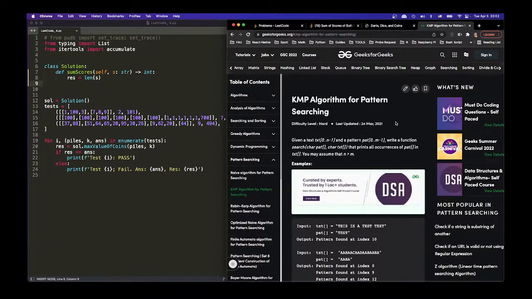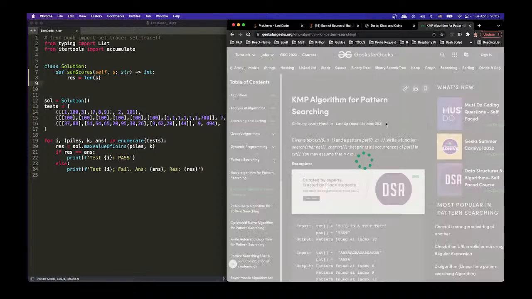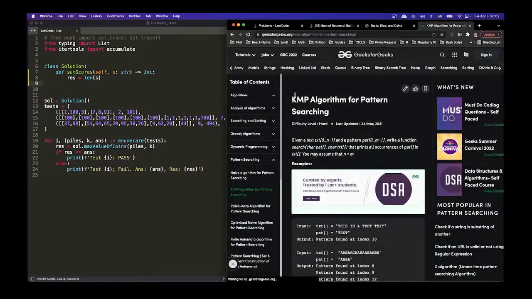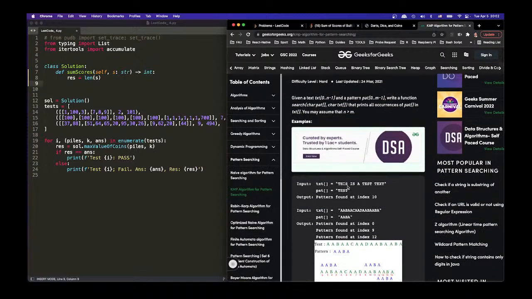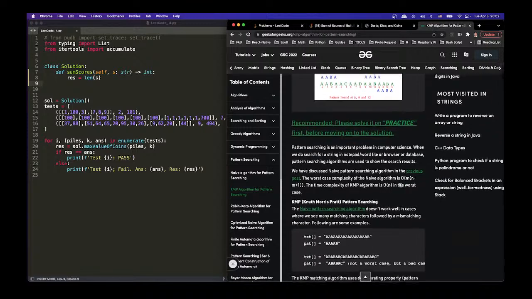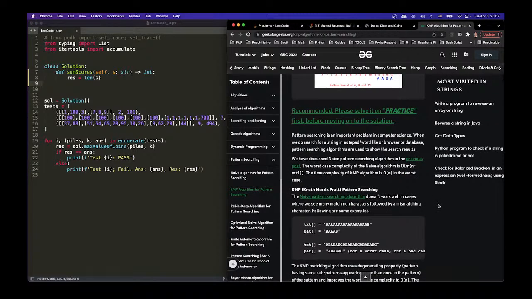Let's see if you understand. Pattern, yeah, we have a pattern. Given a text and a pattern, write a function to search the pattern in the text, and we use KMP to do this. Okay, so find it at 10. All right, the pattern search. KMP.